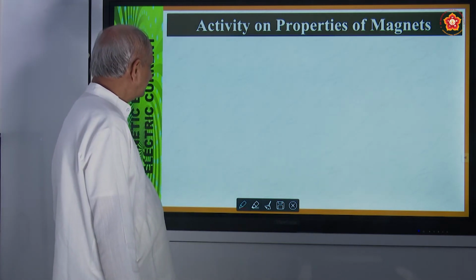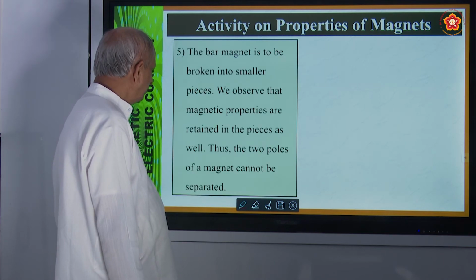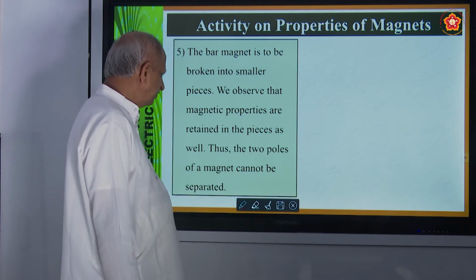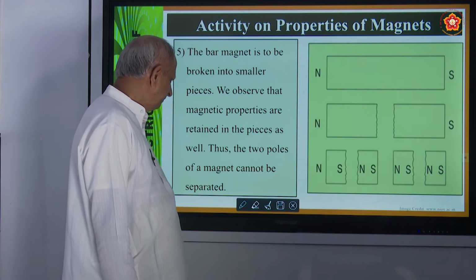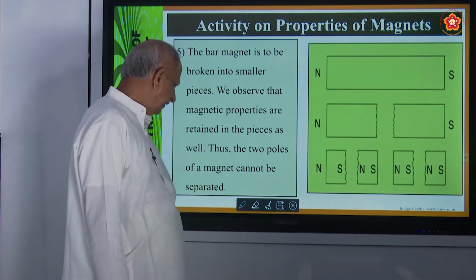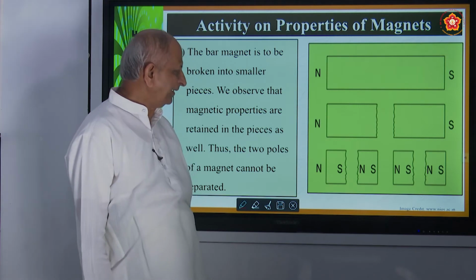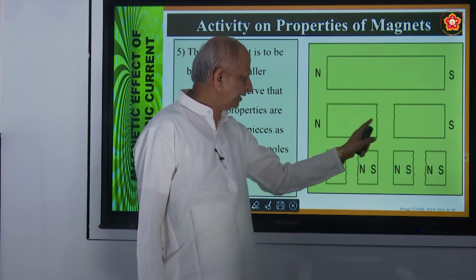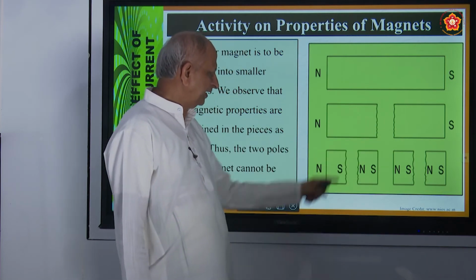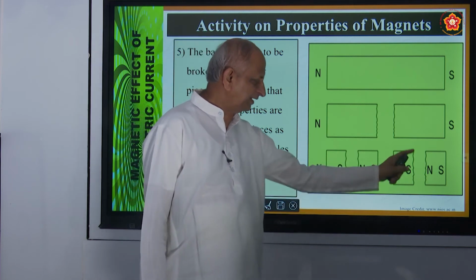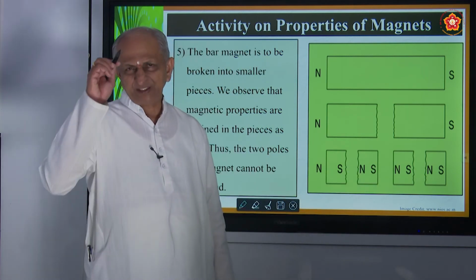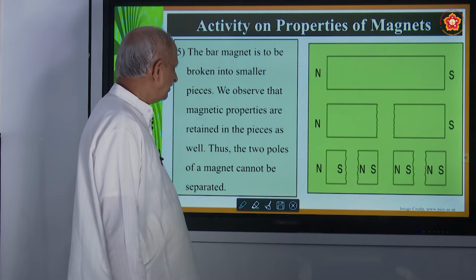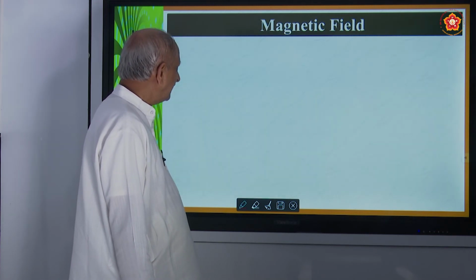Okay, so these are some of the activities, and one more is that the bar magnet is to be broken into small pieces. We observe that each piece acts as a bar magnet only, and the two poles are compulsory to be there. Suppose you break this bar magnet into two. Here these two also act as magnets. Again if you break them into two, N S, N S, N S. Every small piece of a magnet acts like a magnet. That is another special property of magnets.